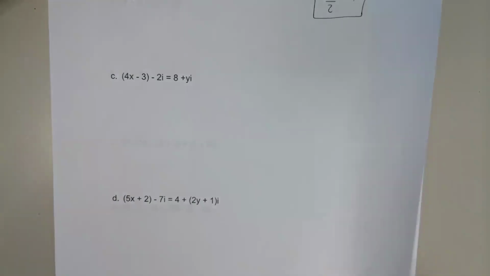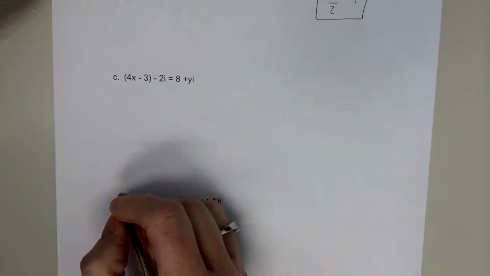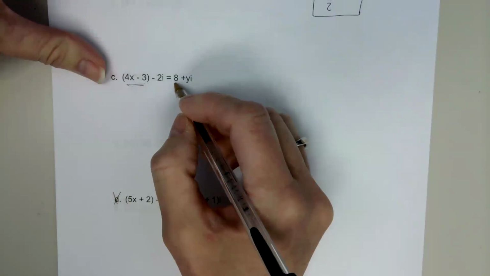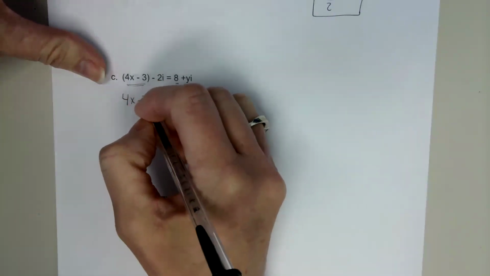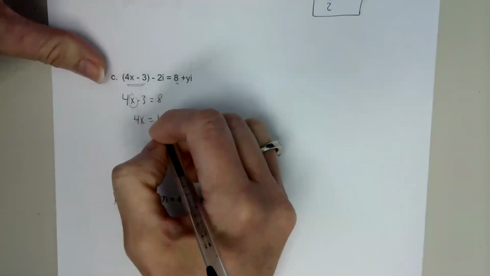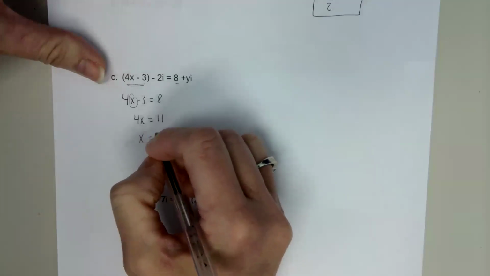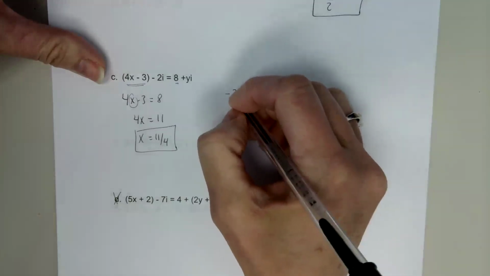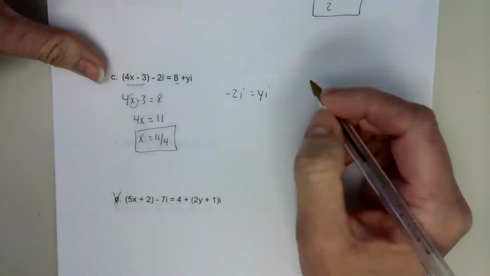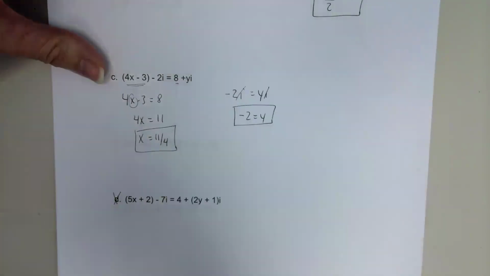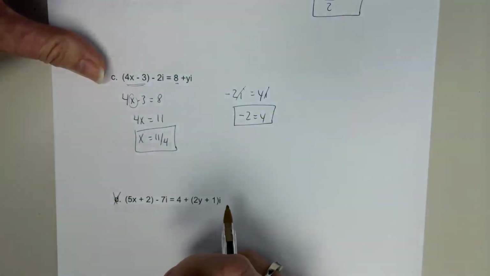Let's look at letter C. So it looks like the real portion is this, and it's equal to 8. So 4x minus 3 equals 8. So I'm trying to find out what x is. So I'm going to add 3 to both sides and divide by 4. So x is 11/4. And then on the imaginary portion, I have this. So my i's cancel. So y equals a -2. Letter D is on the extra video.